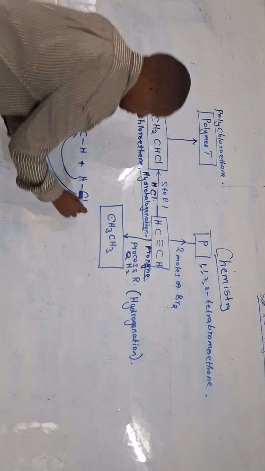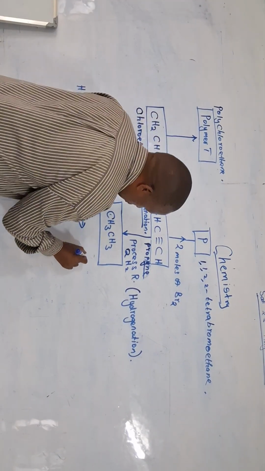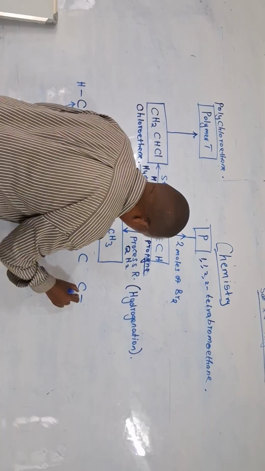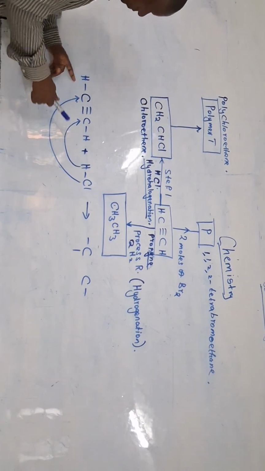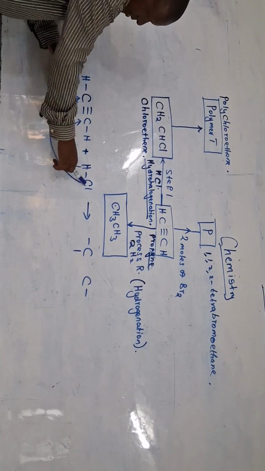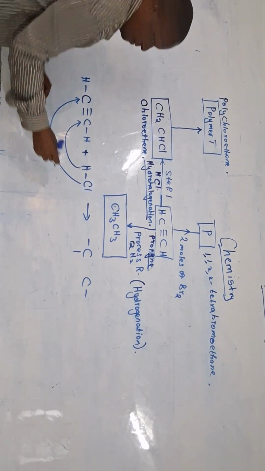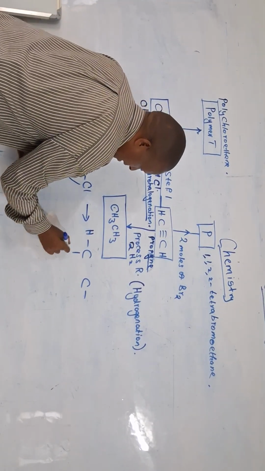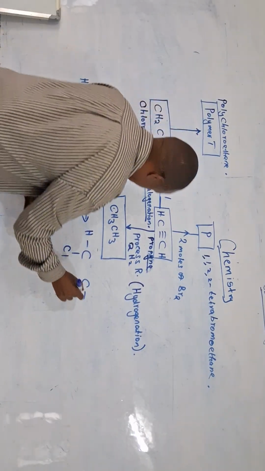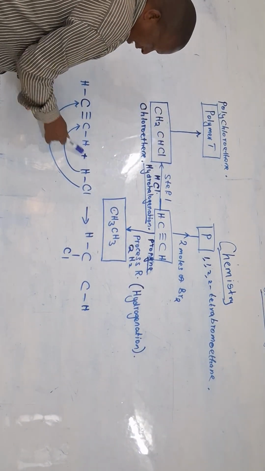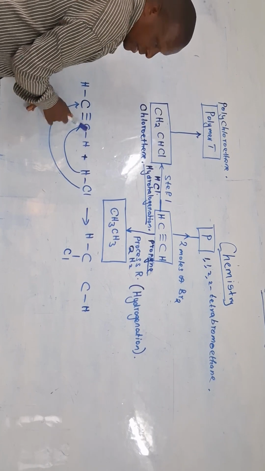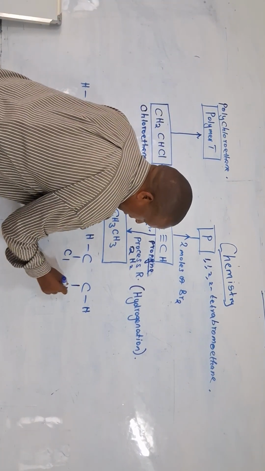What will be the product? The product will be as follows: carbon, carbon, and then we show what is remaining. Here hydrogen has come here, chlorine has come here. So what will you have? You will have hydrogen, chlorine, and on the other side hydrogen, which is this hydrogen here, and then another hydrogen which has come here.